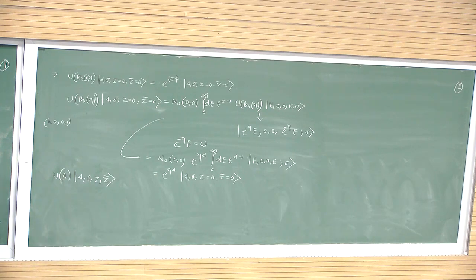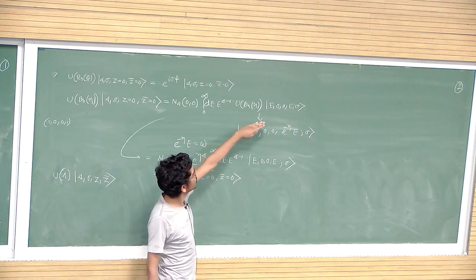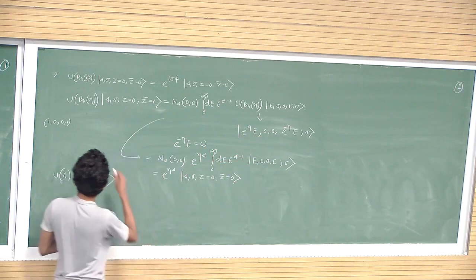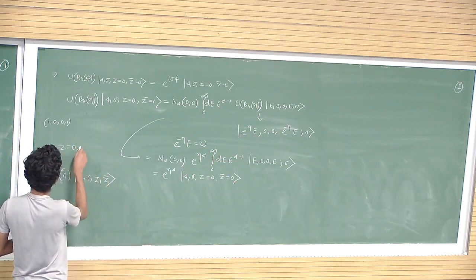Why is K3 an element of the little group? Because it does not change the state, in the sense that it does not change this point z equals 0, z bar equals 0.